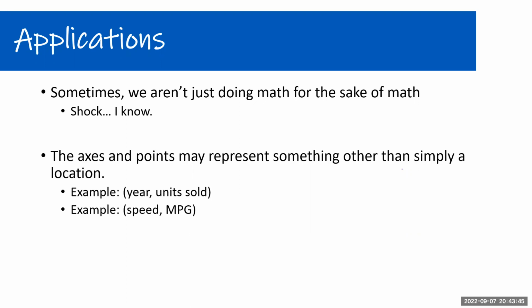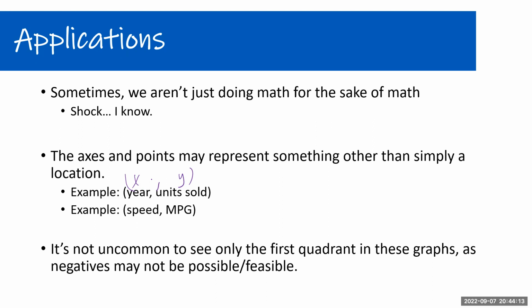Our axes and our points could be something other than a location, okay? We might have the year on that x-axis. We might have the units sold on the x or the y-axis. We might have speed, or we might have miles per gallon. These could be our x's, these could be our y's. We could also have them kind of all over. You can have any variable in any place, depending on what you're looking to show.